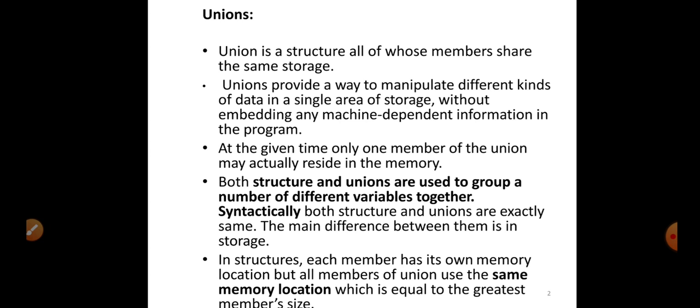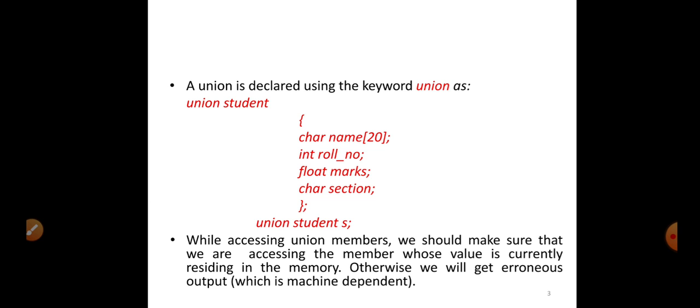So in a union, at a given time, only one member of the union may reside in the memory. Okay, and that is the main difference between union and structure. Structure and union both are used to group a number of different types of data together, but both are different in terms of storage. In a structure, each member has its own memory. In union, there is the same memory location, and the size of that memory location is equal to the size of the greatest member of the union. Okay, so we can define a union with the help of the union keyword.